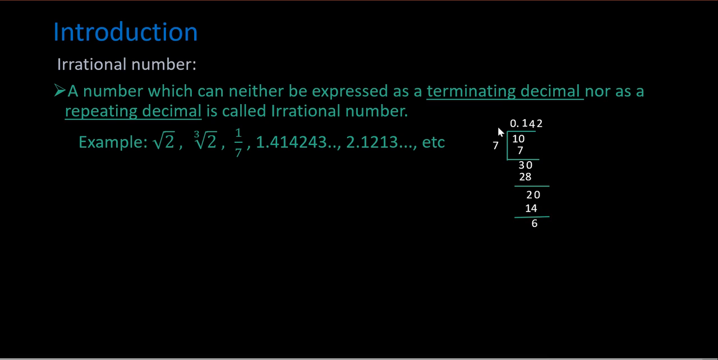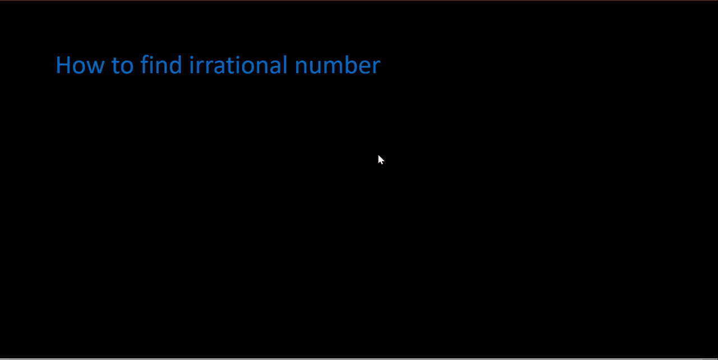So this 1 by 7 is an irrational number, and 0.142 is a non-terminating and non-repeating decimal. Next we have how to find an irrational number. So let us solve a question now. That is, find two irrational numbers between 1 by 7 and 2 by 7.